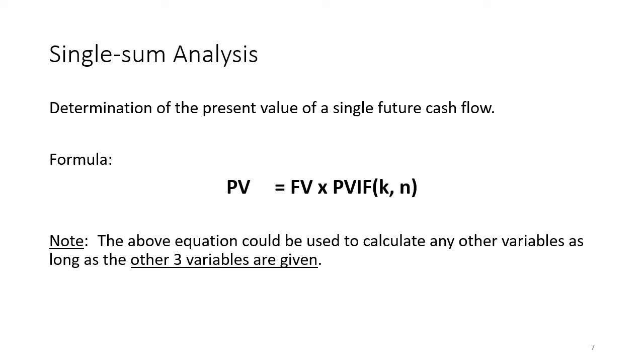Take note, the above equation could be used to calculate any other variables as long as the 3 other variables are given. So basically there are 4 variables. You have the 3 known variables, you can find the 4th unknown one.